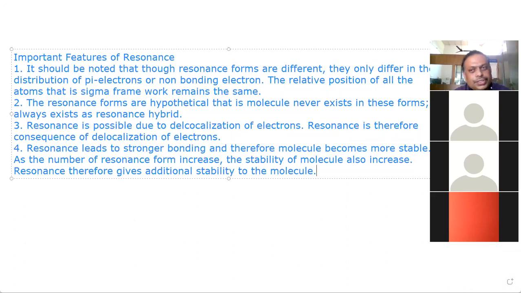Now, important features of resonance. It should be noted that though resonance forms are different, they only differ in the distribution of pi electrons. Remember, resonance is related to pi electrons, and they only differ in the distribution of pi electrons or non-bonding electrons. The relative position of all atoms, that is the sigma framework, remains the same.